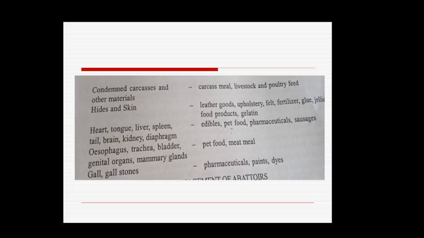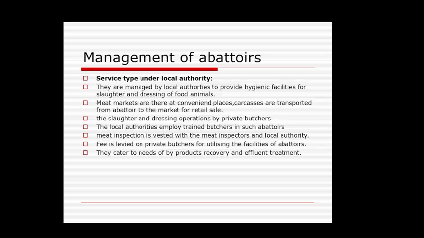From heart, tongue, liver, and spleen, we have the edibles, pet food, pharmaceuticals, and sausages. From esophagus, trachea, and bladder, and genital organs and mammary glands, pet food and meat meal. Gallstones, pharmaceuticals, paints, and dyes.